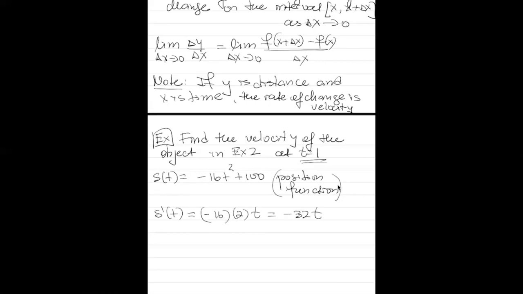Now we evaluate this derivative at t equals 1, and we have negative 32 times 1, which is negative 32 feet per second. So this is the instantaneous velocity of the object at the moment t equals 1. And this concludes the lecture.